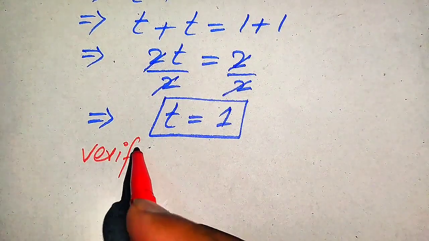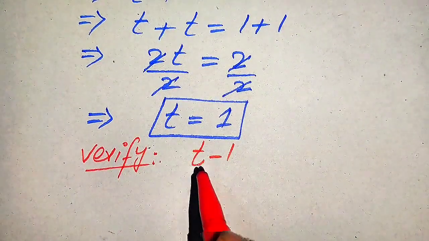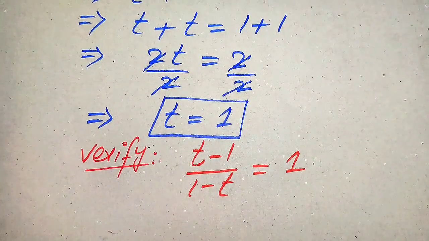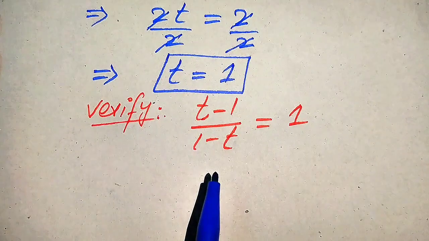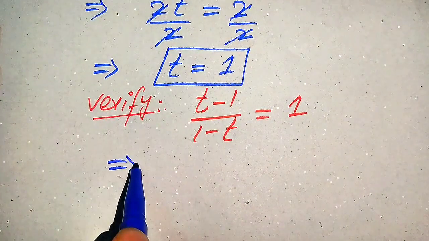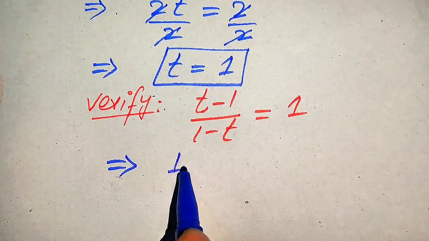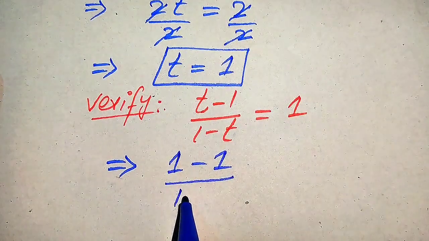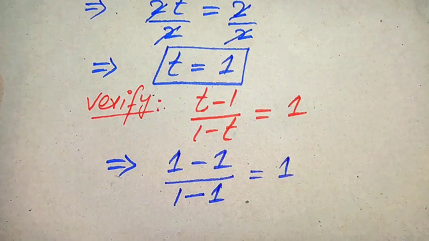So for verification of this value we need to copy down our given question statement. Here it is (t minus 1) divided by (1 minus t) is equal to 1. This is our given question statement. And now we need to put the value t is equal to 1 in the left hand side of this equation, and we check whether this satisfies our equation or not. So you see here this is (1 minus 1) divided by (1 minus 1), and it is equal to 1.